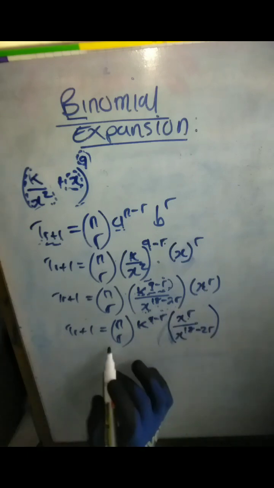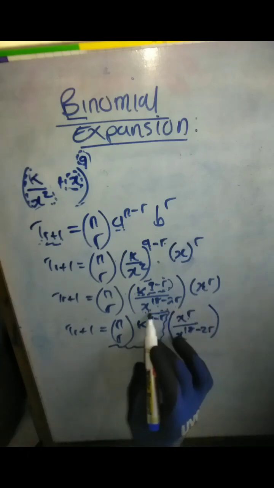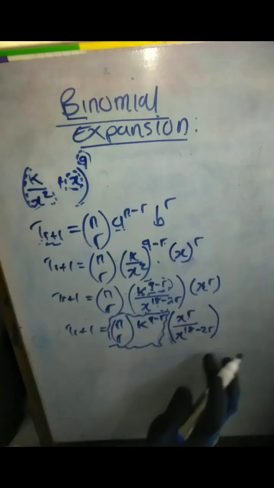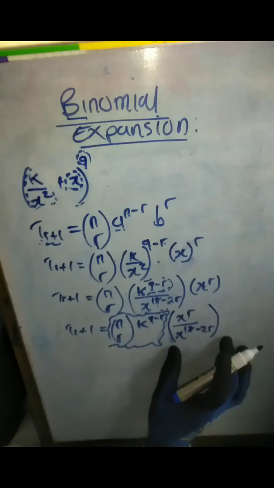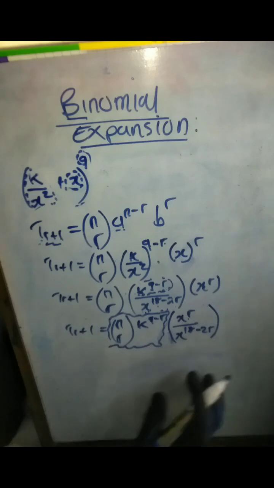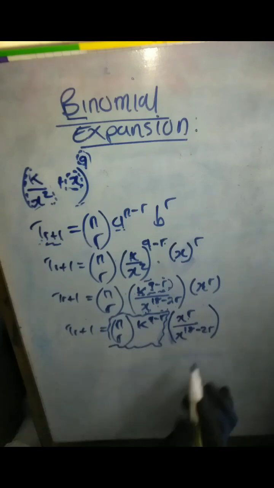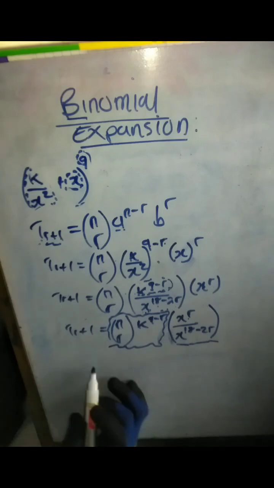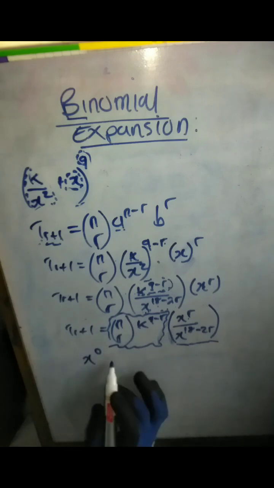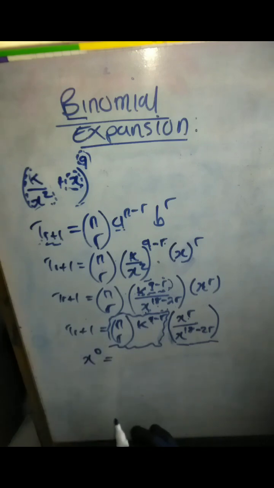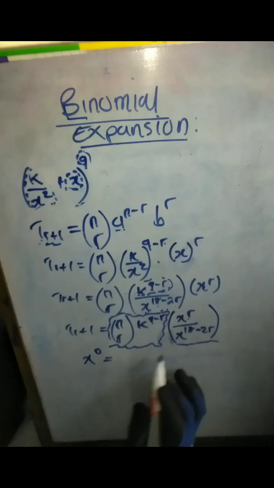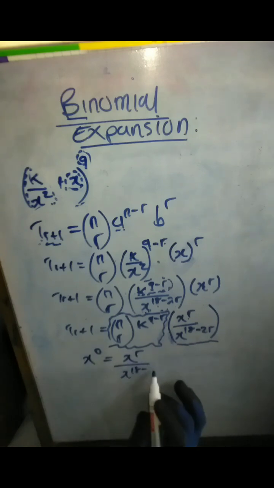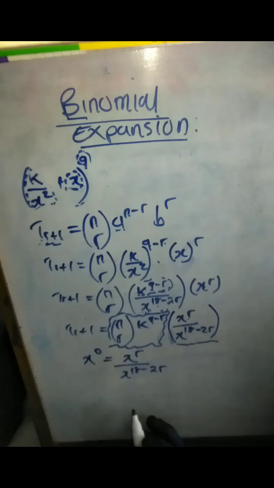Now after that, remove this whole thing which doesn't have x, so that we remain with the term independent of x. We'll remove all these things here and just remain with the part which has x only. Then on the other side, you have to equate it to x to the power 0, because a term independent of x is x to the power 0, equals x^r over x^(18-2r).